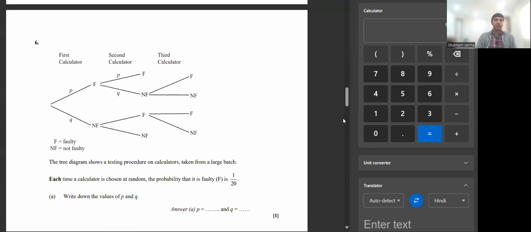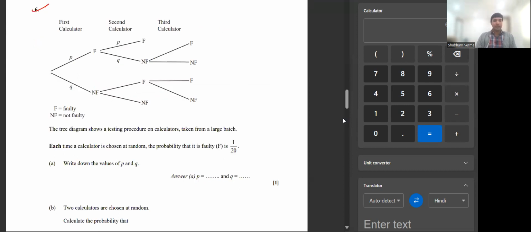Next question. Question number 6. It says F is faulty, NF stands for not faulty, and there is a tree diagram given to us. The tree diagram shows the testing procedure on calculators taken from a large batch. Each time a calculator is chosen at random, the probability that it is faulty is 1 by 20. So for not faulty, it would be 1 minus 1 by 20, that is nothing but 19 by 20. So faulty is 1 by 20 and not faulty is 19 by 20. Again faulty 1 by 20, 19 by 20.